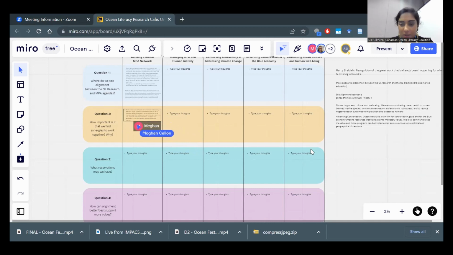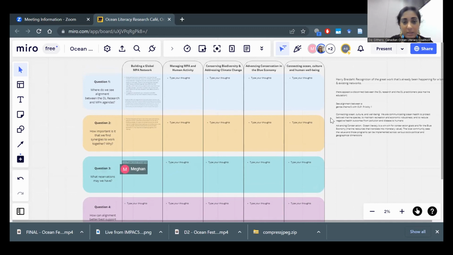Let's move on. I'm keeping an eye on the clock here to the next question, question 3. What reservations may we have? This is a very broad question, but this could be about any of the topics at the top of the screen here. When it comes to ocean literacy, building a global MPA network, managing MPA and human activity, conserving biodiversity and addressing climate change, advancing conservation of the blue economy, and connecting ocean culture and human well-being. So it can be within any of those categories.